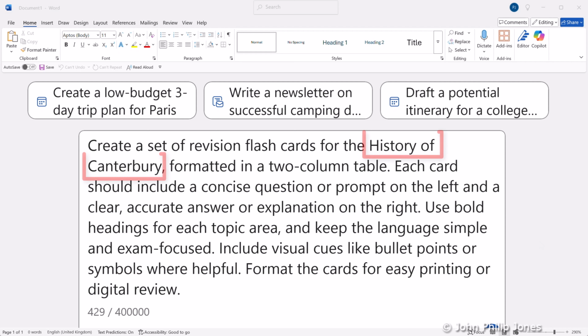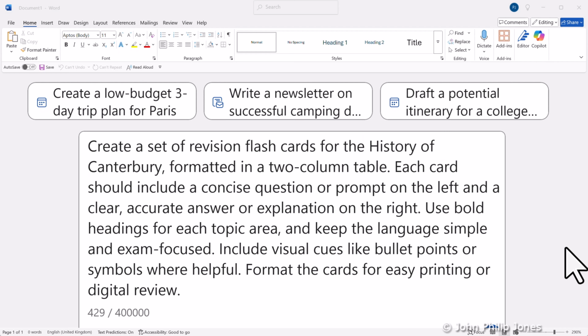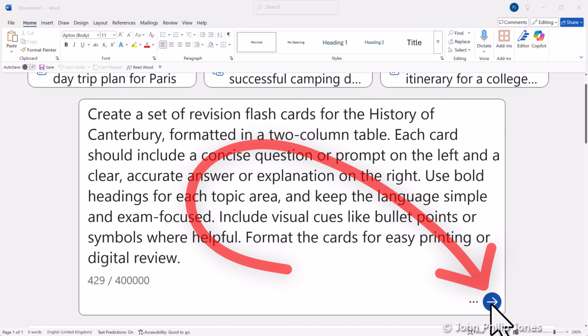You can see here I have put the History of Canterbury. Of course, we could replace this with a different topic area. I'll now scroll down a little and I'll click here onto this arrow and let's see what Copilot will produce for us. Now the prompt has produced this for us.